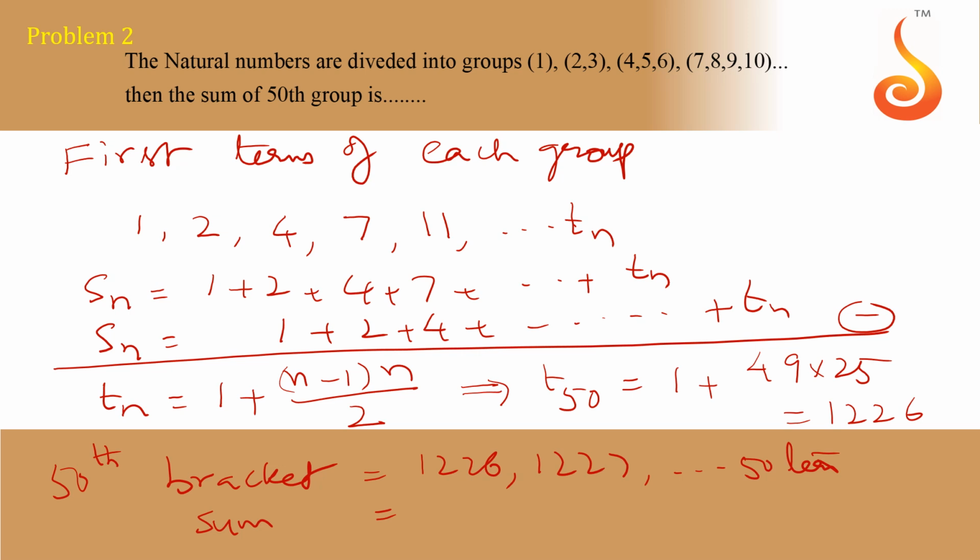So you know the formula. Small simplifications I'll leave to you. Mainly I'll discuss the procedure. Let us go to the next problem. For the sum you use the formula n by 2 into 2a plus n minus 1 into d. Because here n is 50, a is the first term 1226, and common difference d is 1. Use it and you will get the result.